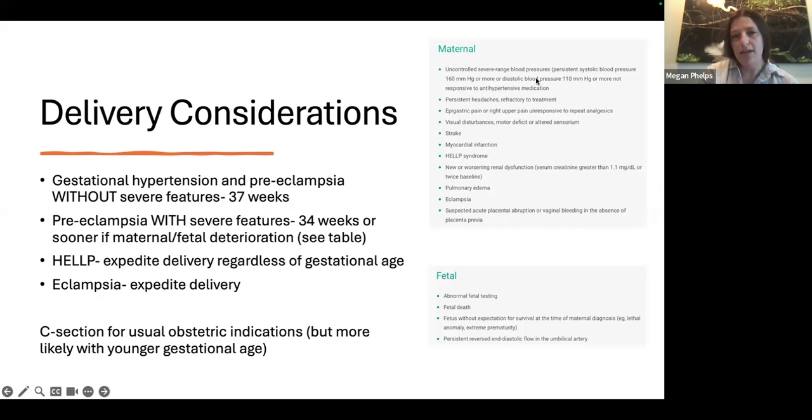These tables right here would be indications to deliver someone sooner than 34 weeks. So if, despite antihypertensives, you can't control their blood pressures, their headache is unrelenting, stroke, MI, HELLP syndrome, or the fetal testing is non-reassuring, those would all be reasons to deliver sooner. With HELLP syndrome, you would want to expedite delivery regardless of gestational age, and same with eclampsia. Again, they can deliver vaginally, and the C-section would be for the usual indications. But I think I read a statistic that they're like 97% likely to have a C-section if they're less than 28 weeks.